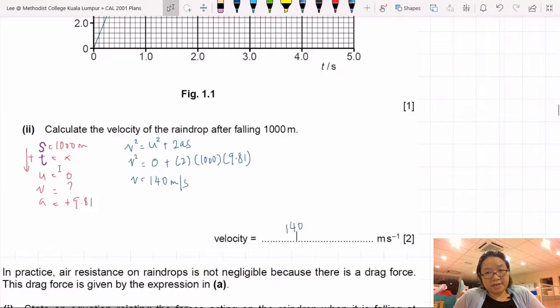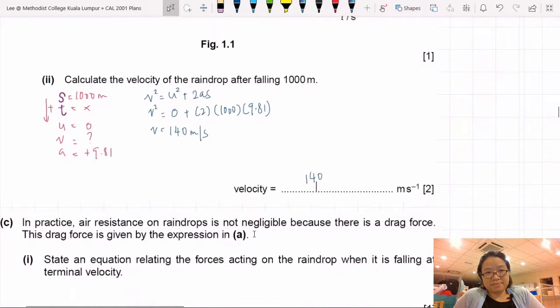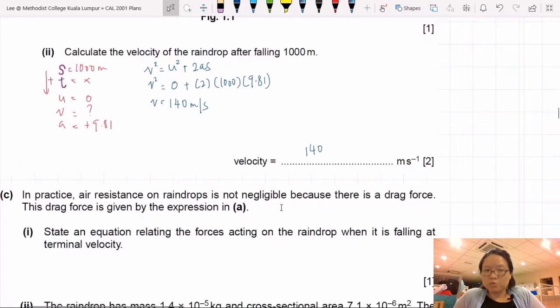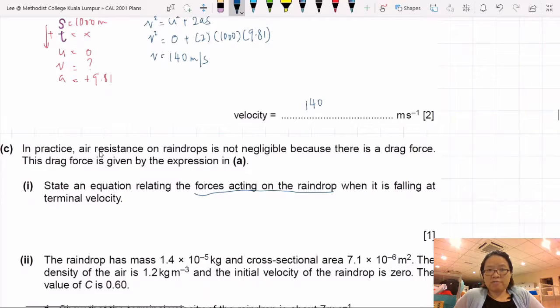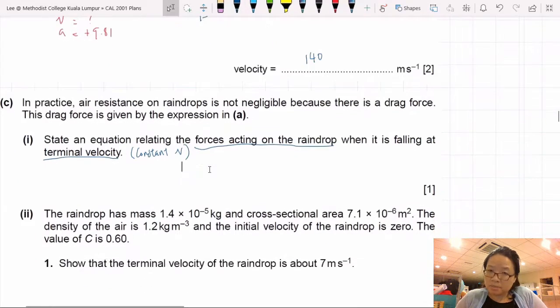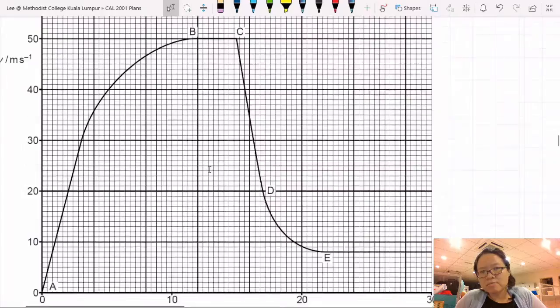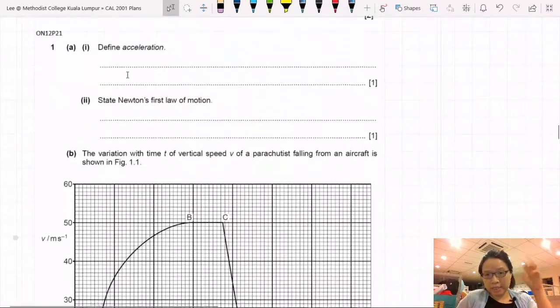140 meters per second. So fast. But of course it cannot reach this fast, because in practice the air resistance is not negligible. Because there's drag force or air resistance, and drag force is acting on the raindrop when it's falling at terminal velocity. You know, airplane terminal. So terminal velocity is when the velocity doesn't change.